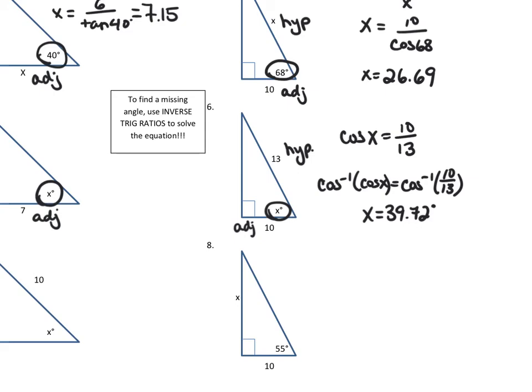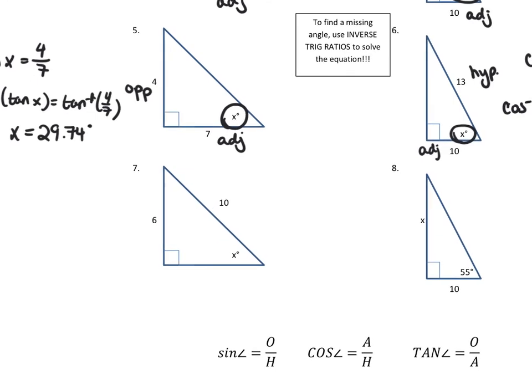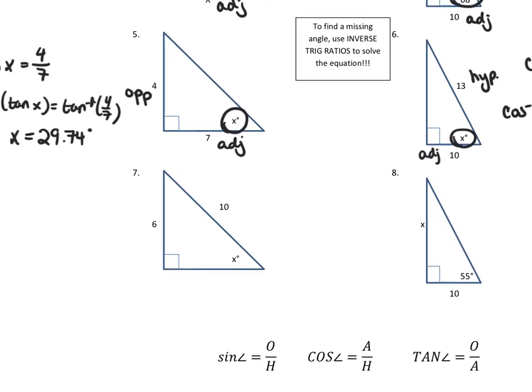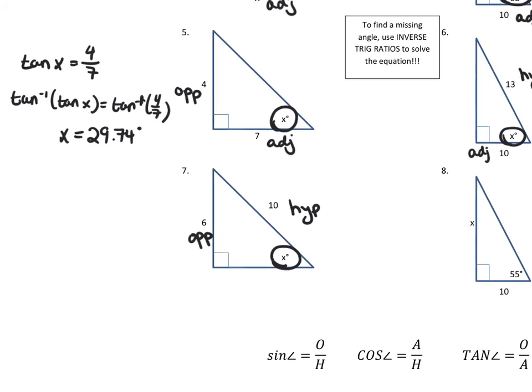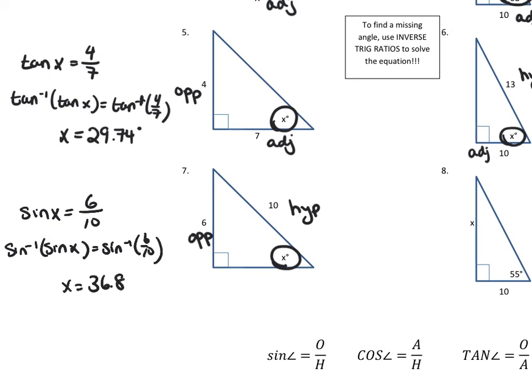Okay, 2 more examples. For number 7, again, we're looking for an angle, but we're given the opposite side and the hypotenuse. So opposite and hypotenuse is the sine function. We'll say the sine of x equals 6 over 10. We need to get the angle out of the sine function by using the inverse. And we'll get that x equals 36.87 degrees.